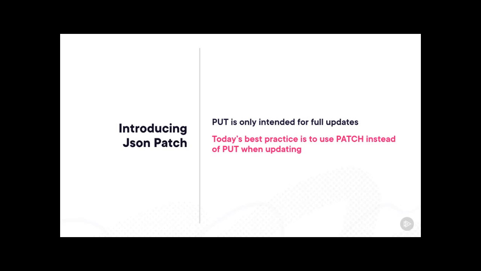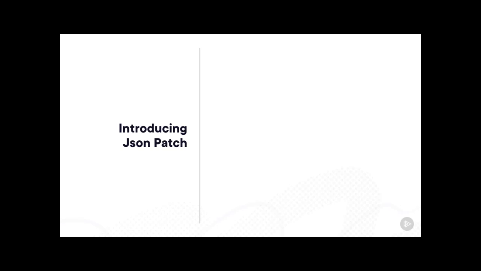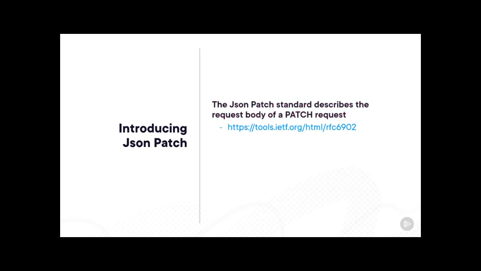So that means that we need a way to pass a change set to a resource using the HTTP patch method. In other words, we need to be able to describe such a change set. There's a standard for that, the JSON patch standard. You can find it via the URL on screen if you're interested. It defines a JSON document structure for expressing a sequence of operations to apply to a JSON document.